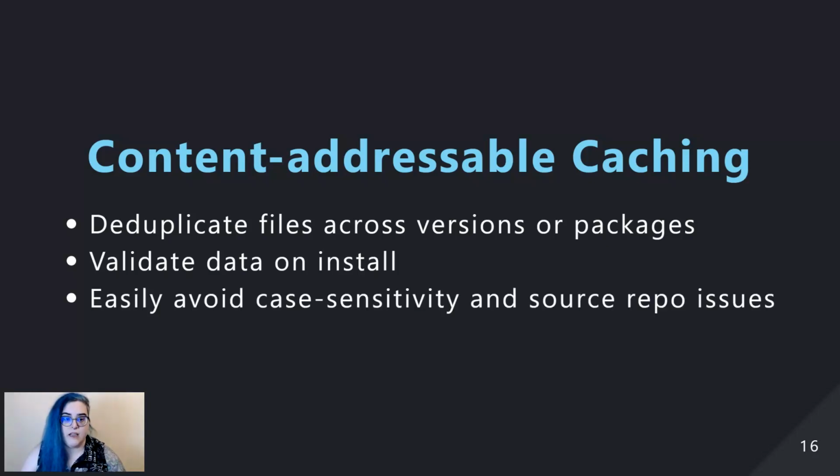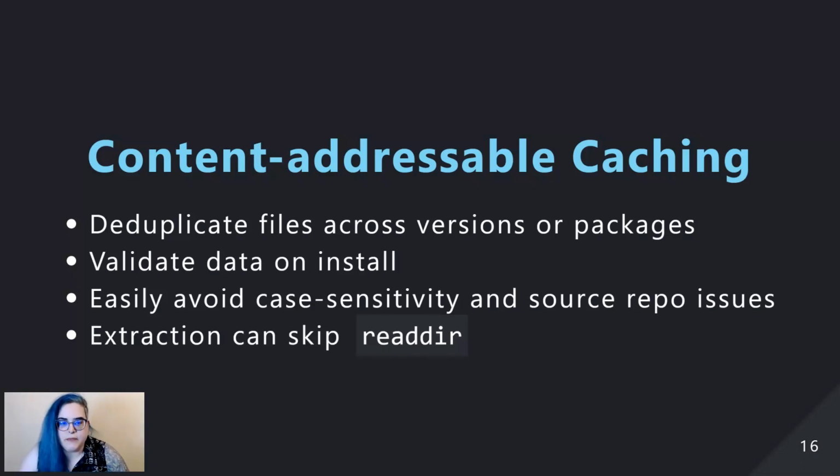If you have file system case sensitivity and source repo issues. So if you have a package with the same name and version that came from one source repository, and then you switch registries and try to install the same package with the same version and the same name, that might be a different package in that other registry. So now you have a conflict. That is also a bug that used to happen in NPM before we had a content addressable cache.